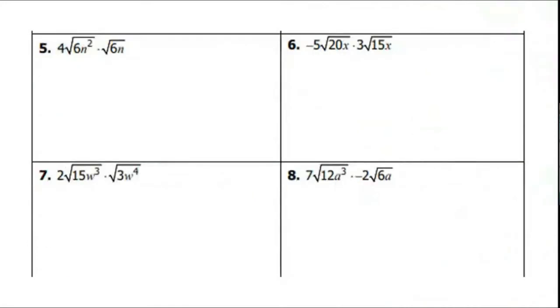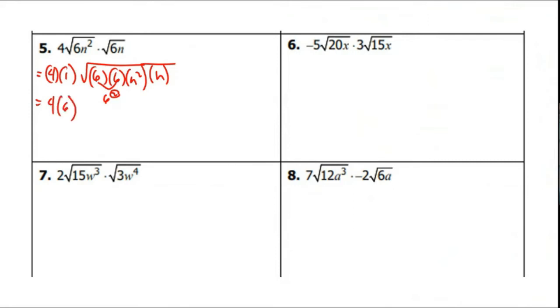Next, let's have number 5. 4 square root of 6n squared times the square root of 6n. So multiply coefficient to coefficient, 4 times 1, square root of 6 times 6 times n squared times n. We have 6 times 6, which is 6 squared. The order is the same as the power, so we can move 6 outside. So that is simply 6 square root of n squared times n.